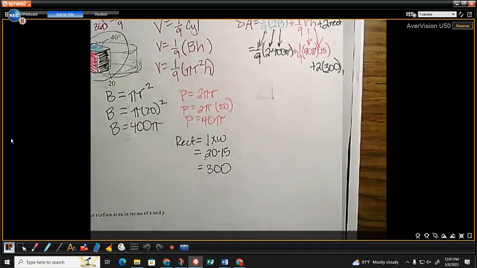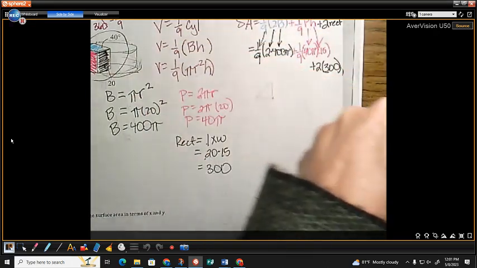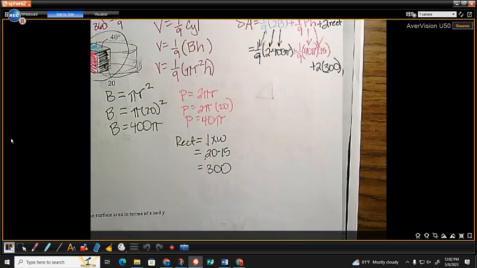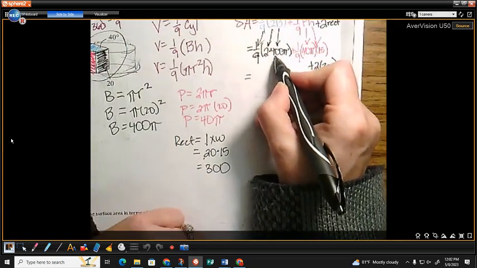Okay? See how I plugged everything in individually. I did not try to combine anything up front. Don't try and do it in your head. That's where you lose track. Then you can go in and go, okay, what's 2 times 400?